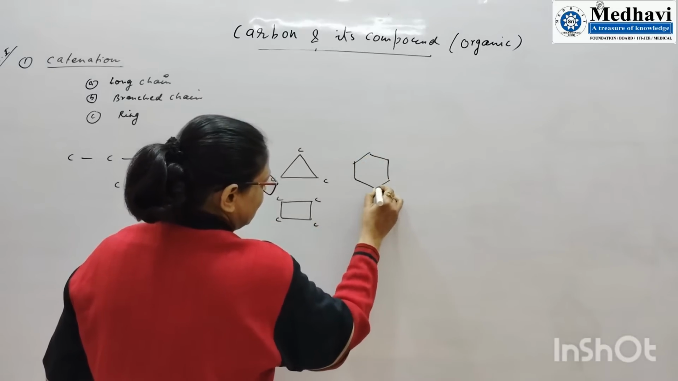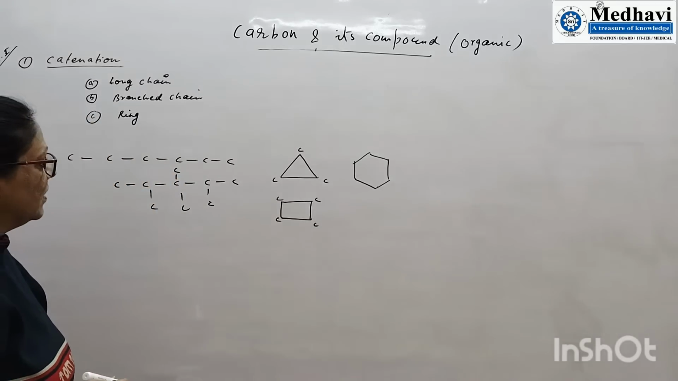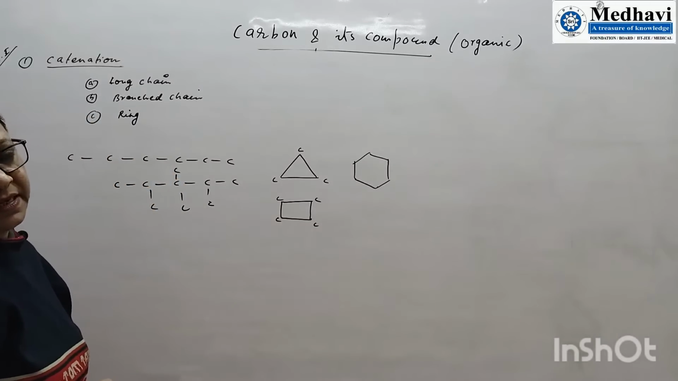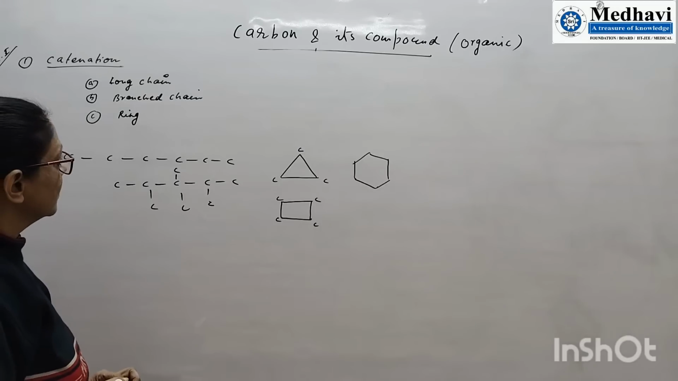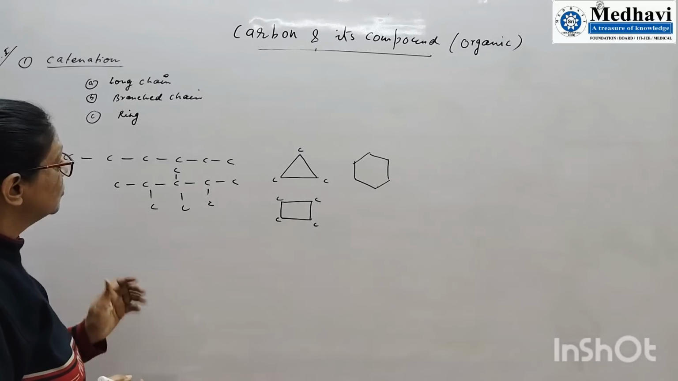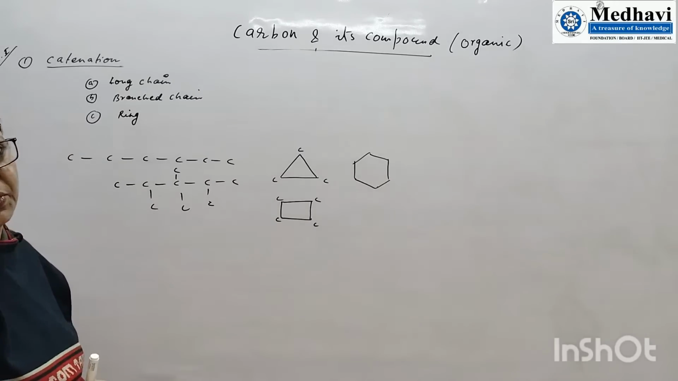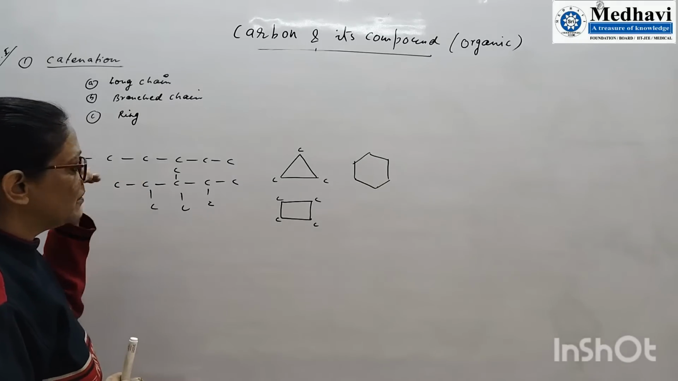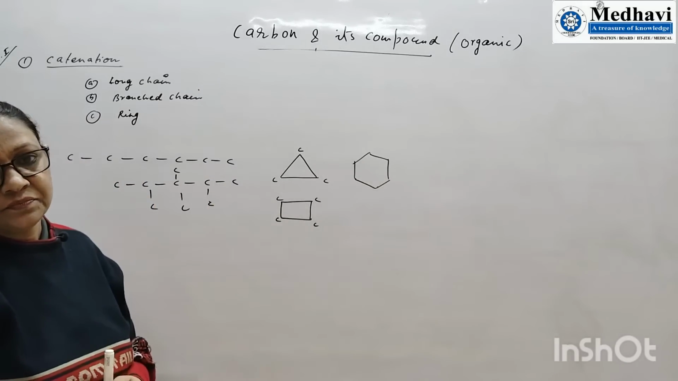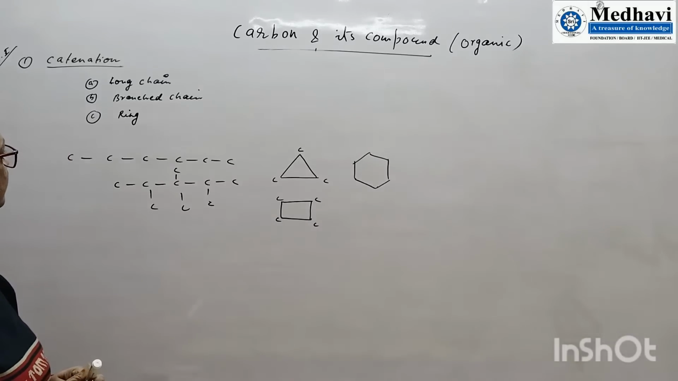For those standard 10 students going to give the board exam, this part plays an important role. For 11th standard students, this is going to be the base. This is the peculiar thing. No other element in the periodic table can make a chain, make a branch, or make a cycle, that is, a ring. This is the property of only carbon.